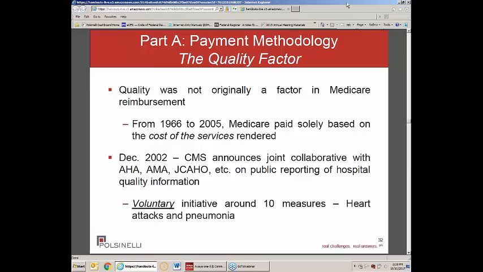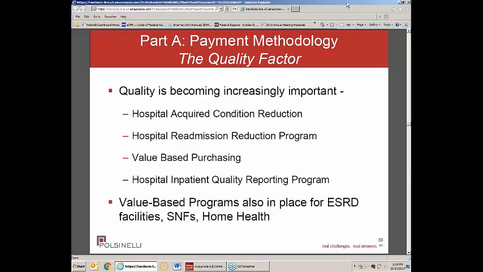So if you go to the next slide, quality is becoming increasingly important for hospital inpatients. And there's a lot of money on the line here, so it's important for hospitals to pay attention to these programs. The Hospital Acquired Condition Reduction Program is an incentive for hospitals to reduce hospital-acquired conditions, and then the worst performing quartile receives a 1% negative payment adjustment. So you want to stay out of that worst performing quartile.